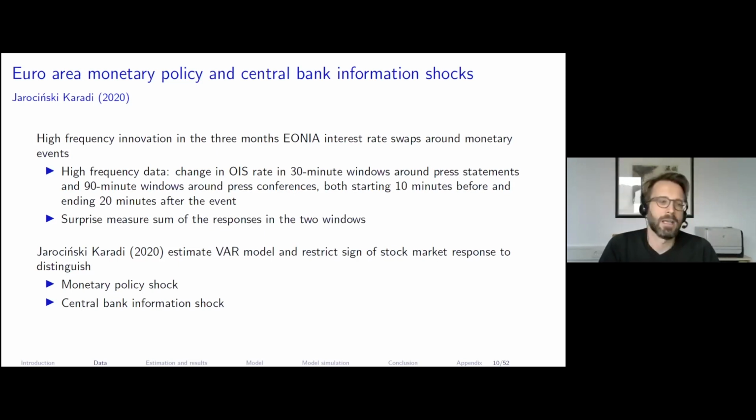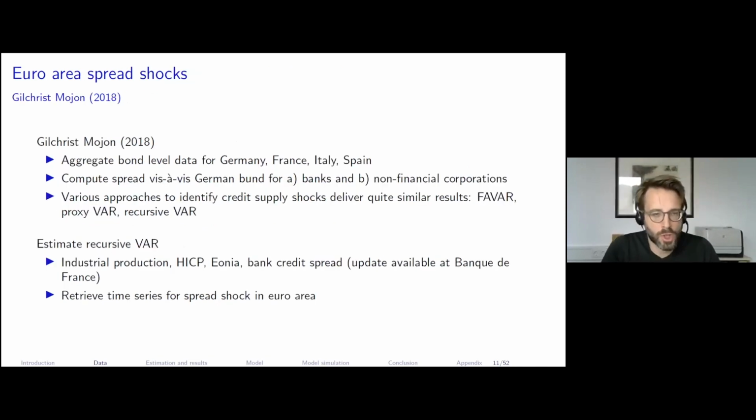So a nice thing, Jarociński-Karadi give us both. They give us a time series for monetary policy shocks in the euro area, and they give us a time series for the central bank information shocks. We look at a third shock. We also have a fourth shock, but I don't show it to you here. Let's focus on the third shock. It's a euro area spread shock.